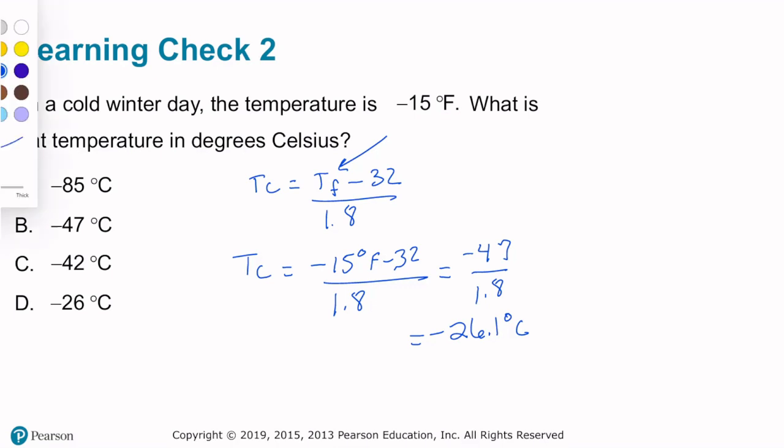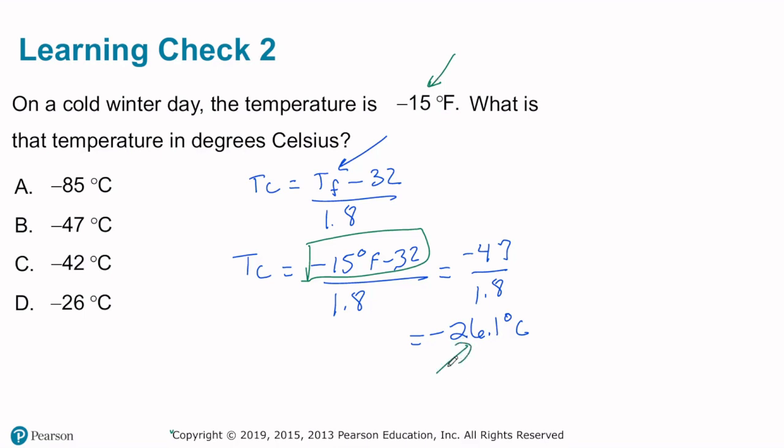We see that on the top, in the numerator, we don't have any decimal places. Our 32 is exact, but the 15 has no decimal places, and therefore our final answer should also not have any decimal places, and we should report it to the ones place, which leaves us with negative 26 degrees C for the correct answer with the correct number of significant figures.